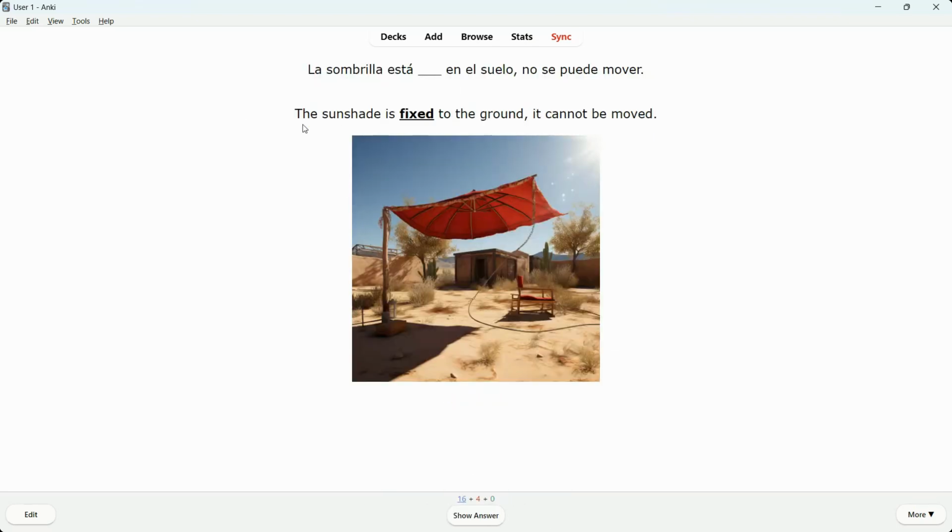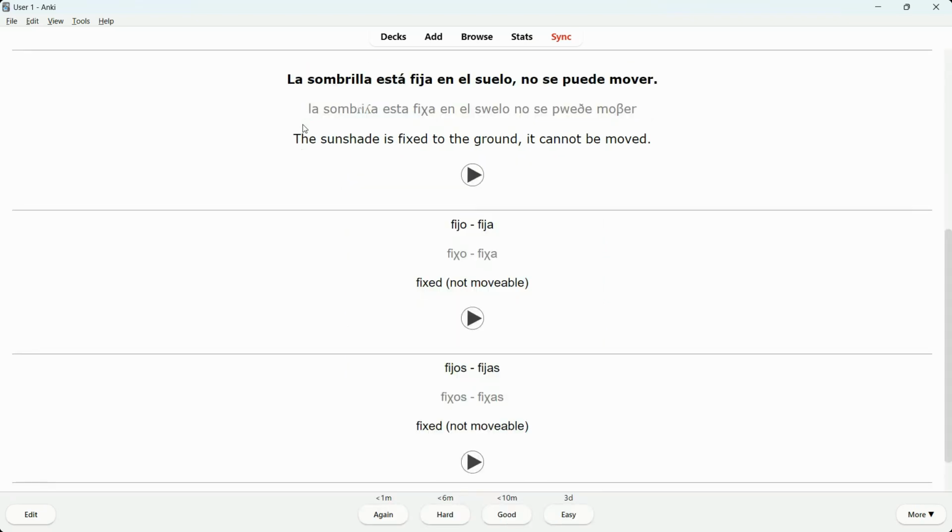Great. Let's do one more. The sunshade is fixed to the ground, it cannot be moved. And again, you see the same thing.